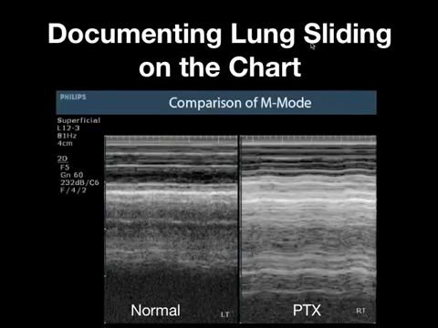How can you document lung sliding on a still image? You can use M mode or you can use Doppler. Here's an example of two M mode images. One is in a normal lung and one is in a pneumothorax. If you look at the normal lung, you can see there's a nice solid line, representative of what you would see on, let's say, a barcode, and this is in the subcutaneous tissue where there is no movement occurring during respiration.